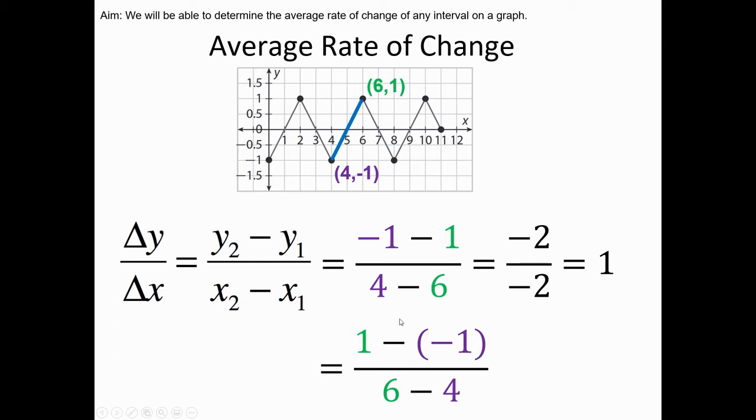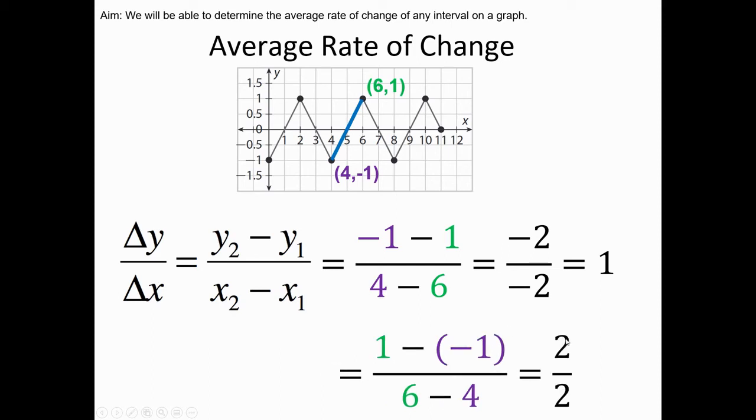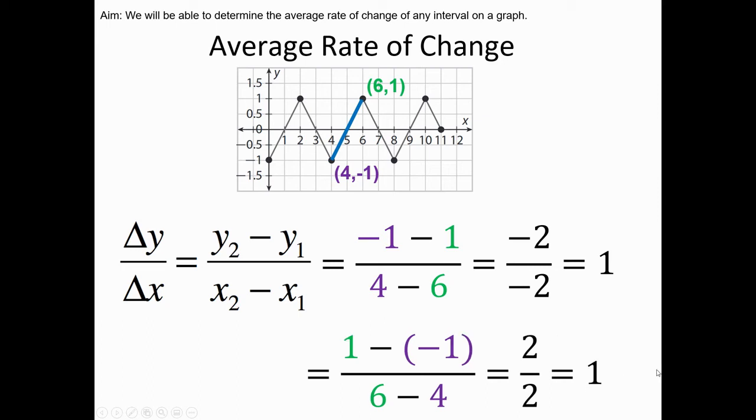So let's do 1 minus negative 1 is 2, and 6 minus 4 is also 2. 2 divided by 2 is equal to 1. So it turns out that no matter which point you put first, you will get the same answer. So don't stress out about that. Just choose a point and make sure that point is on the top and the bottom first. Let's go over one more example though.